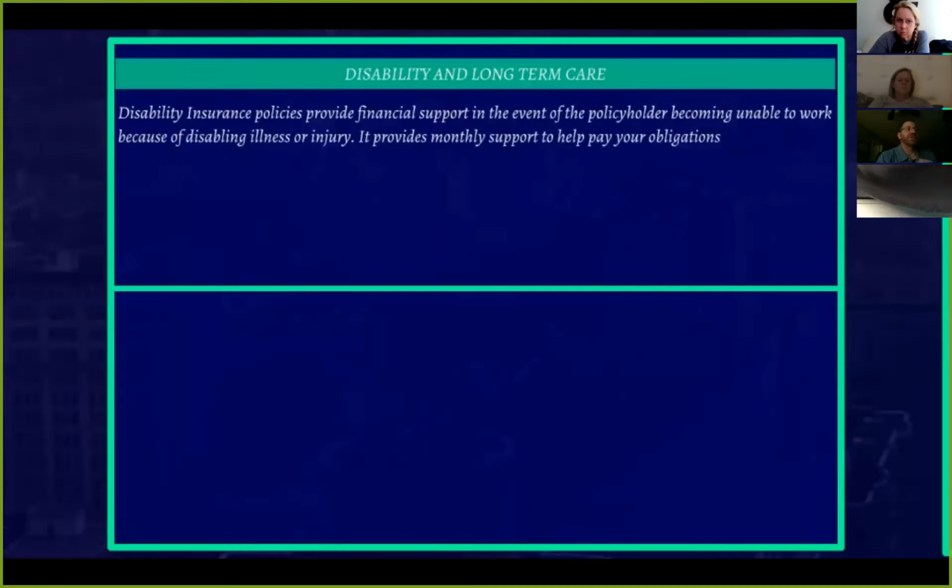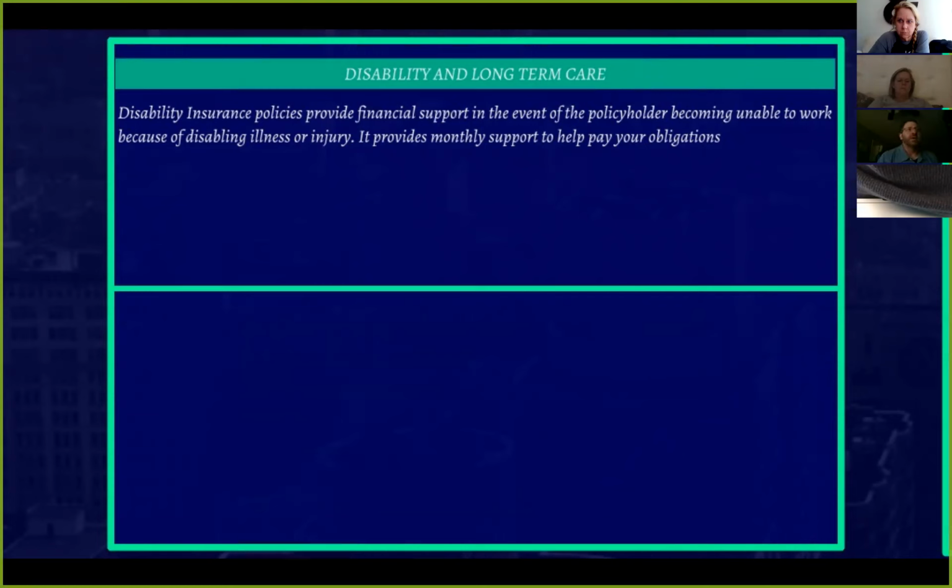Going on to the fourth box. This one is what I call the disability and long-term care box, okay? And the reason there's two items covered in this is because they are kind of one and the same, depending on where you're at in life, okay? Disability insurance provides financial support in the event you physically become disabled and are unable to work, providing an income.